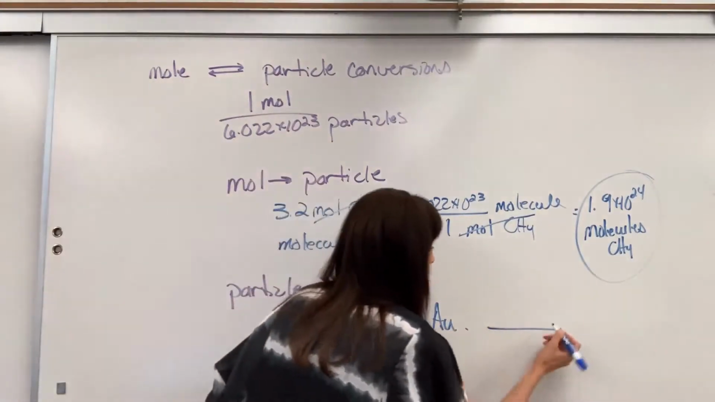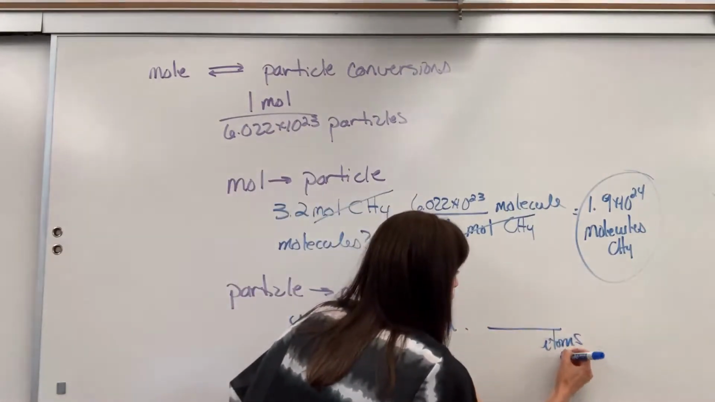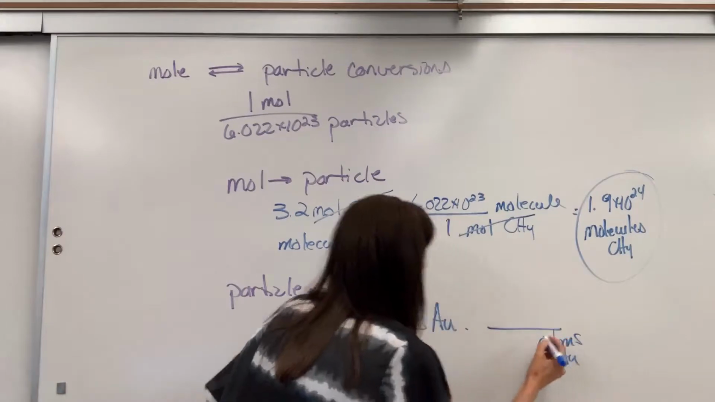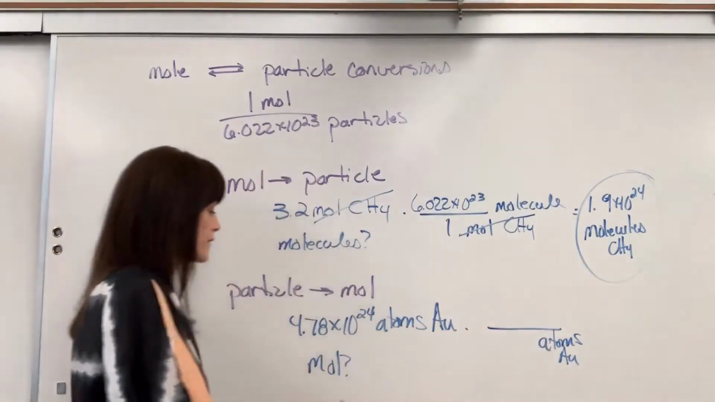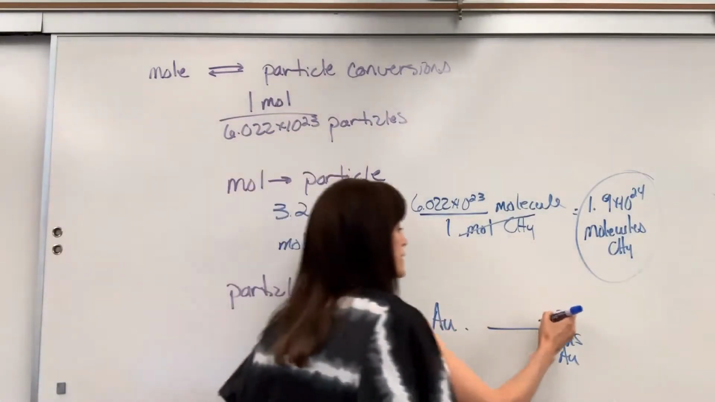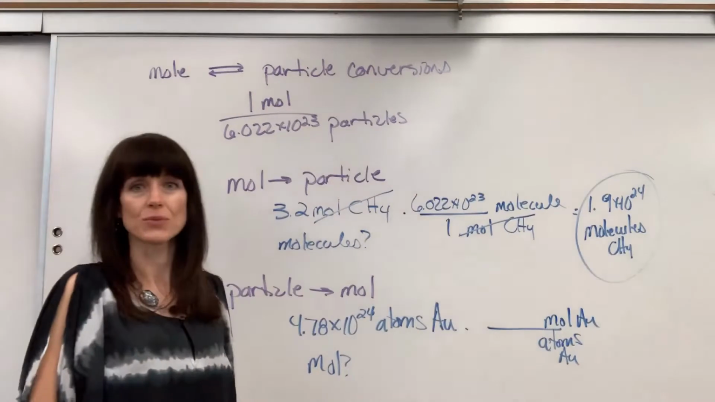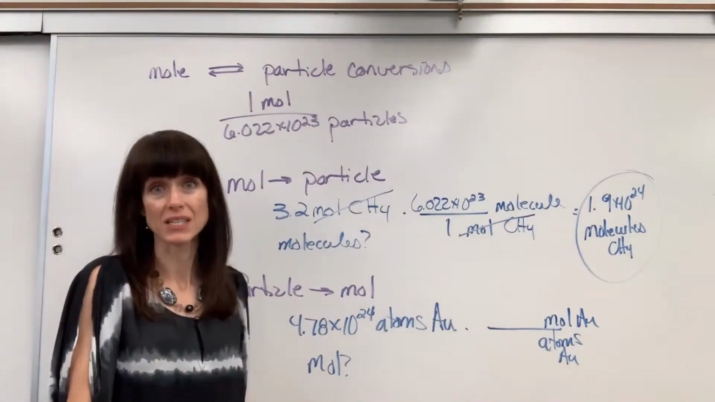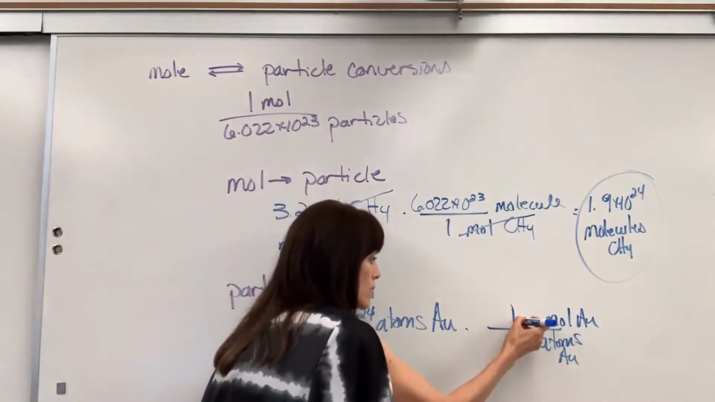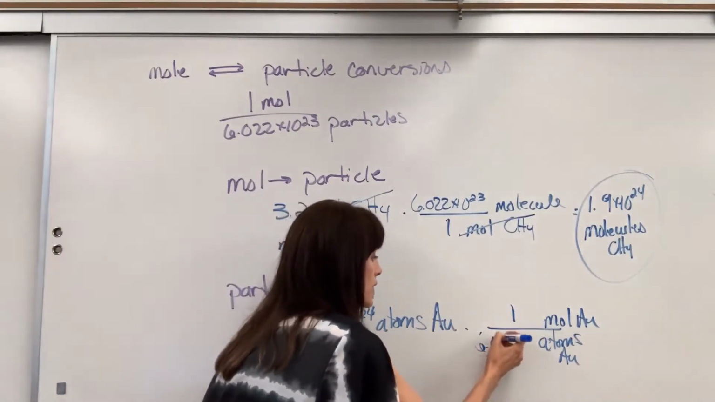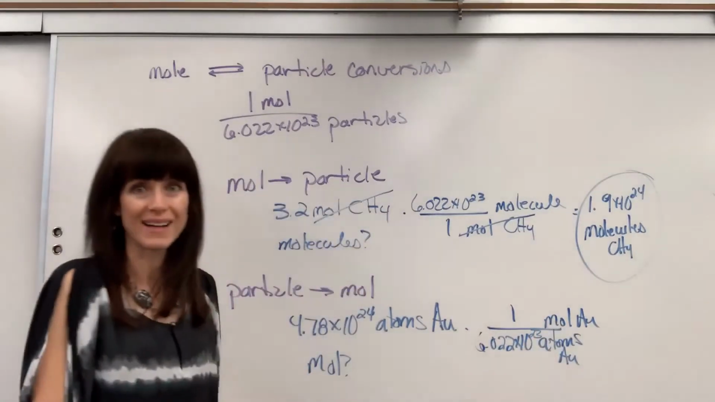So let's begin with our units first. I put atoms of gold in the denominator. Why? So it cancels. And then the unit I want is mole. I'm going to put mole of gold in the numerator. That's what I want to end with. And now we just attach the numbers. So think, what numbers go where? 1 mole contains 6.022 times 10 to the 23 atoms.